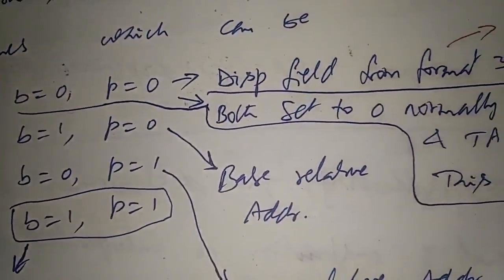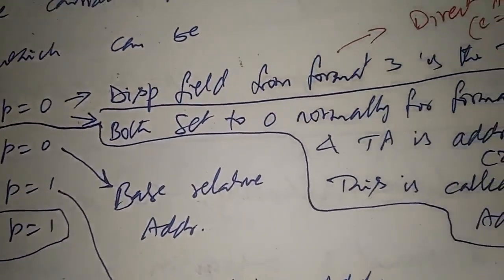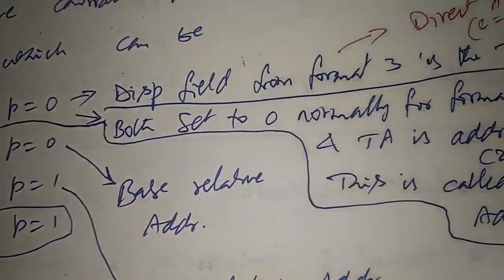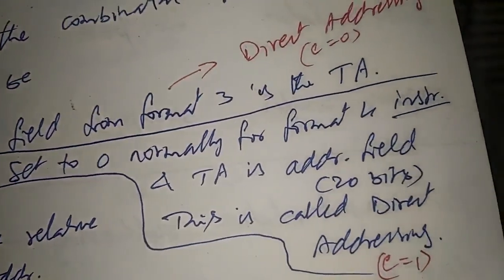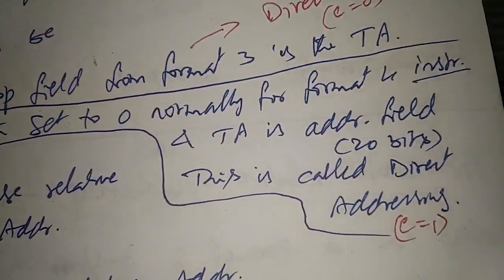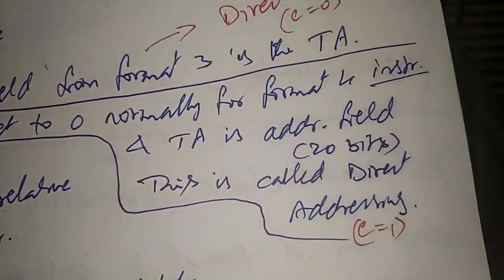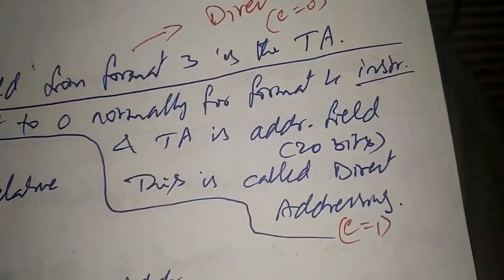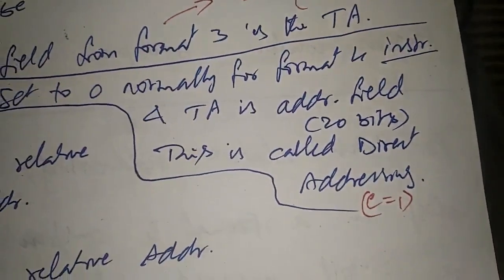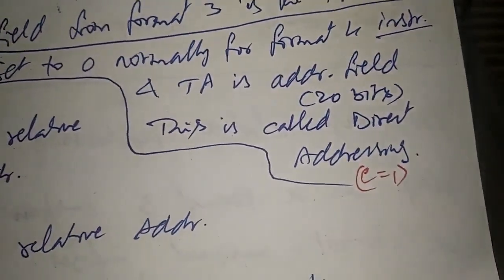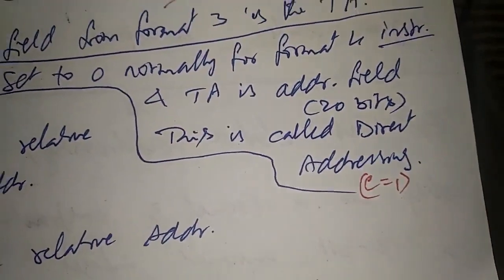And one more thing, normally both B and P are set to 0 for a format 4 instruction, and the target address is the address field, which consists of 20 bits. This is also called direct addressing, wherein the flag bit E is set to 1.